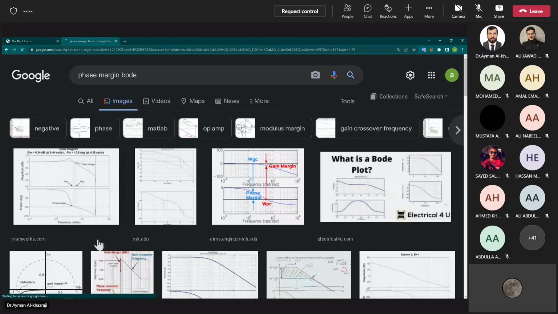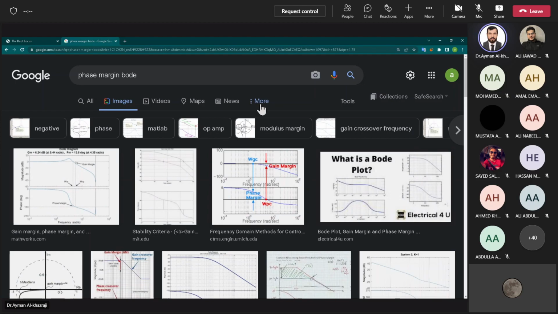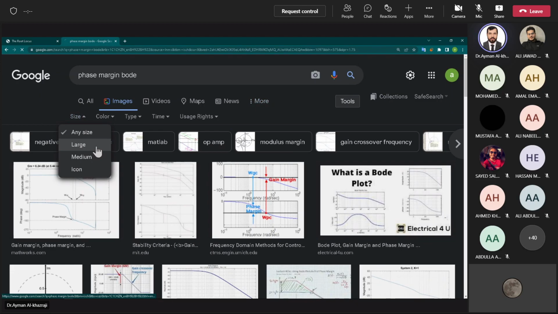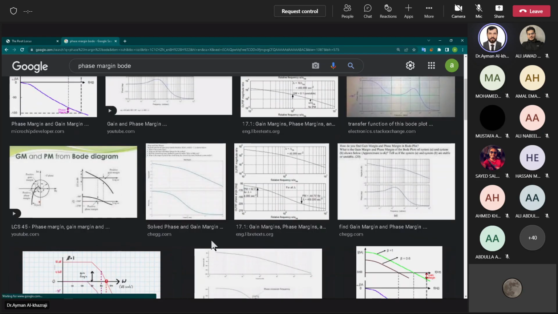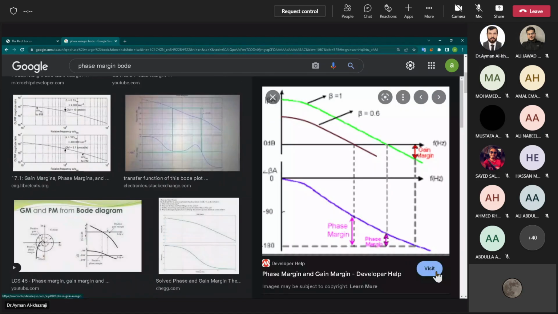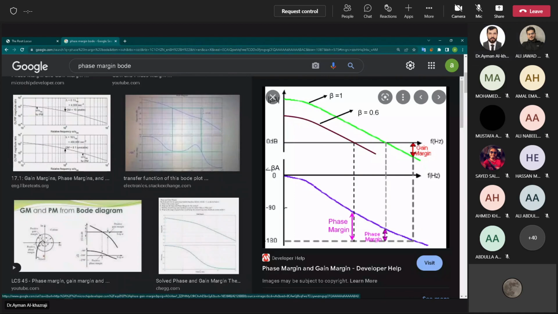Go to the images. Look here. Shall I select a bigger tool size? Okay. Let's see here. Phase margin is the extra negative angle that I can add to my system before reaching minus 180. Do you agree? Of course, when gain margin equals 0. Do you agree with this? This is the definition.